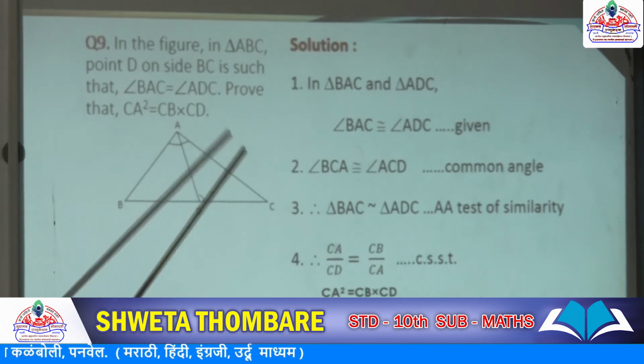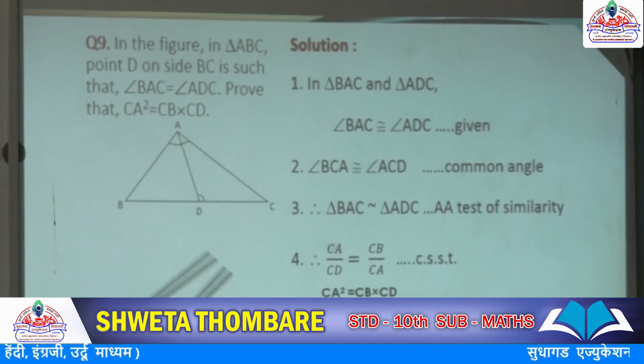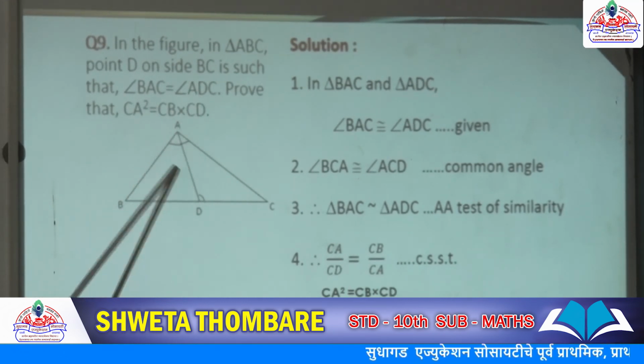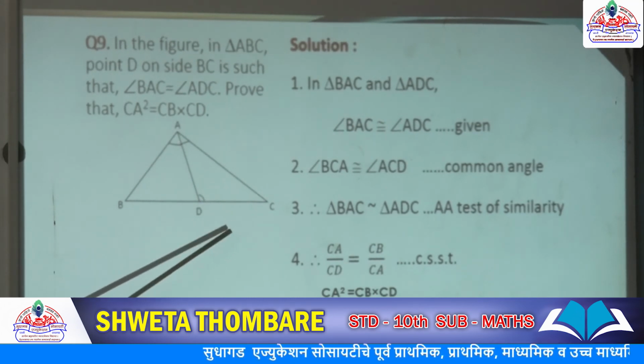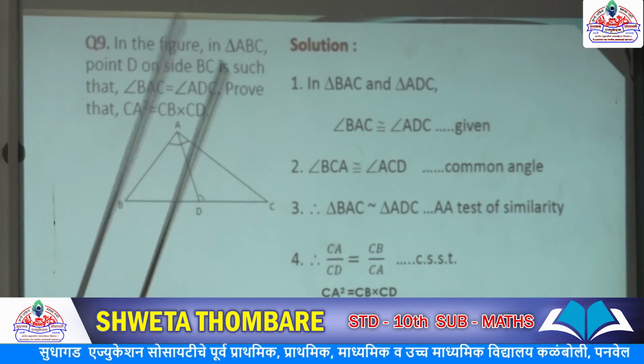To show both the triangles similar, we want two pairs of angles congruent, because one pair is already given in the question. And from the figure we can find the second pair of angles which is congruent. So let's start with the solution.